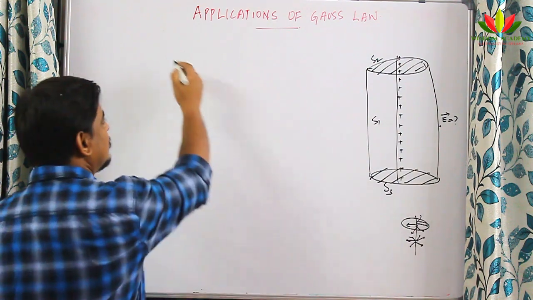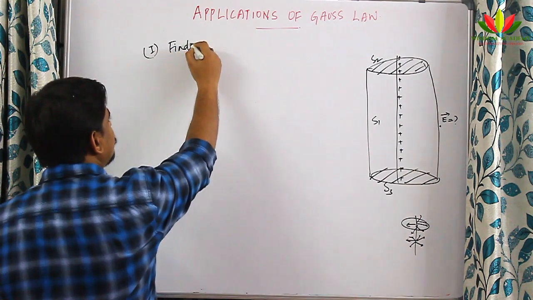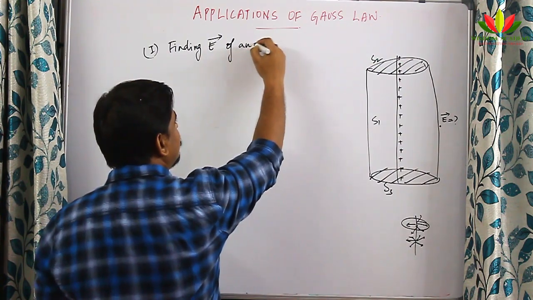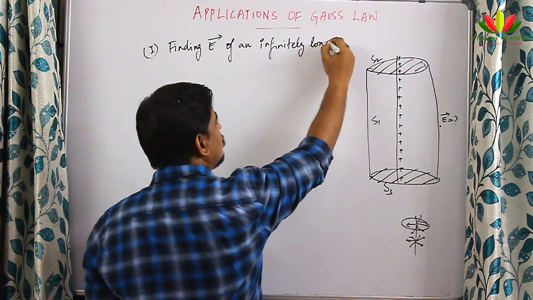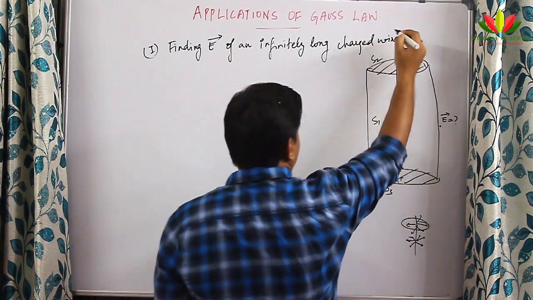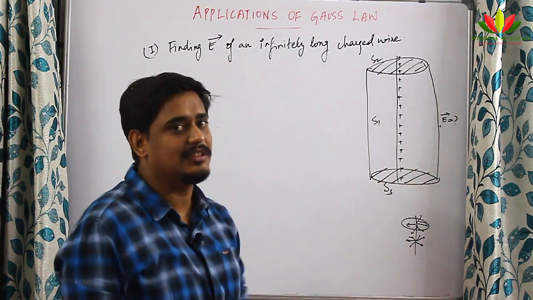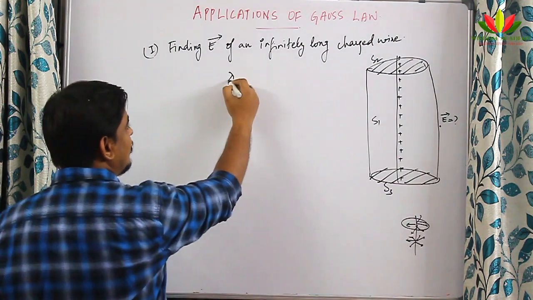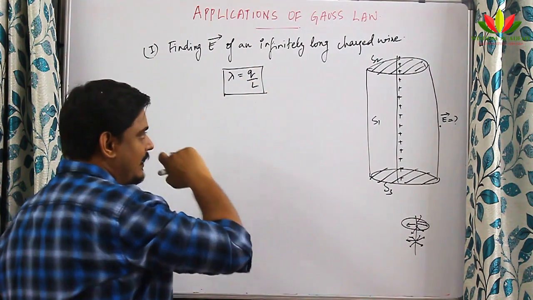I write the heading: this is the first application, finding the electric field of an infinitely long charged wire. When the charge is distributed linearly, I will have the concept of linear charge density. I hope you remember what that is. Linear charge density was lambda, equal to Q by L. Lambda was charge per unit length.